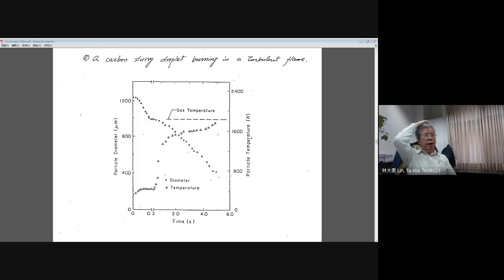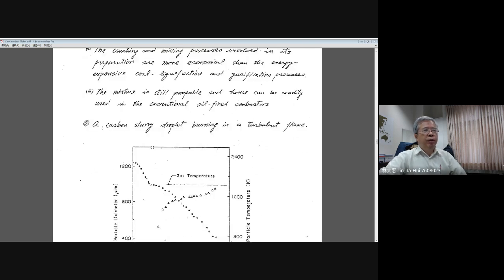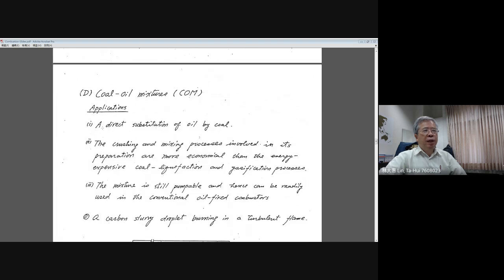This kind of application is generally very interesting, but not much literature mentions the application of carbon slurry in the industrial furnace. But you should know there is additional application for the multi-component droplet. In this case, the droplet contains a certain solid carbon particle mixed with the liquid fuel.